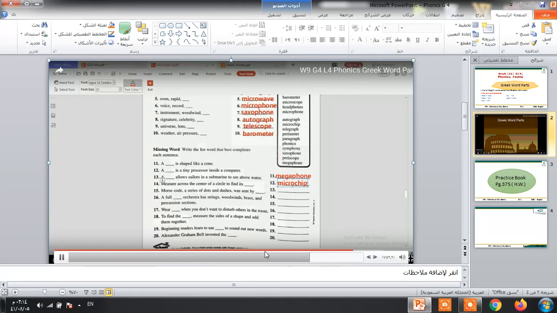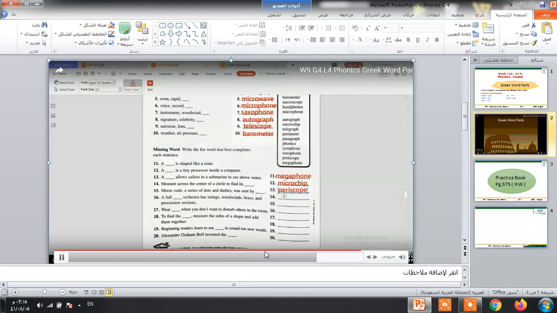Number 13. A dash allows sailors in a submarine to see above water. Remember the device that we use, it uses mirrors and reflections to see things that are out of sight. So what is it? Do you remember what was it? It was, I think, the last word. Periscope. Typically has the word scope in it because scope means to see.